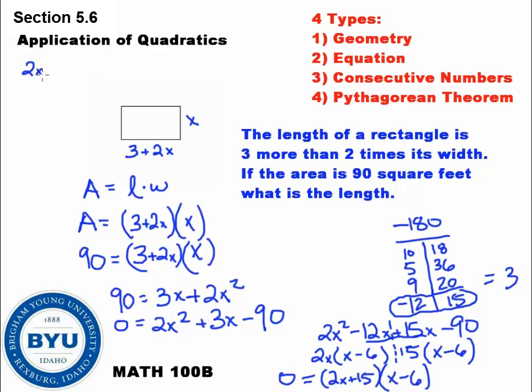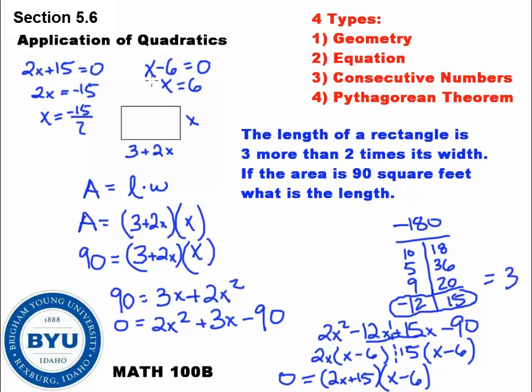I get 2x plus 15 equals 0, and then I get x minus 6 equals 0. So here I'm going to subtract 15 and divide by 2, so I get negative 15 over 2. Here I'm just going to add 6, and I get x equals 6.